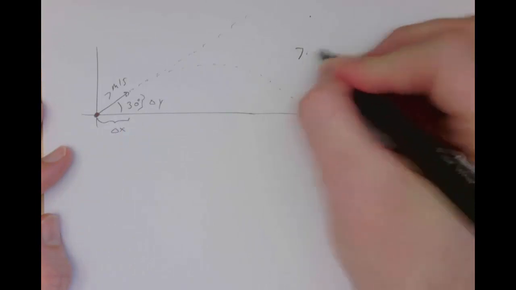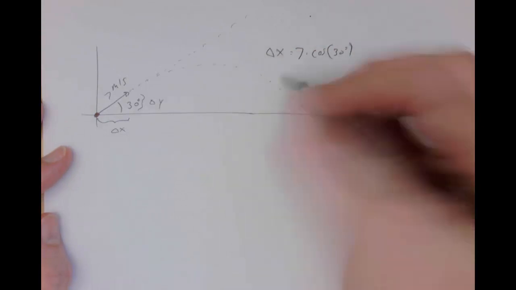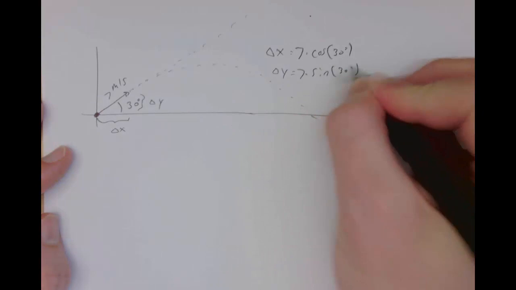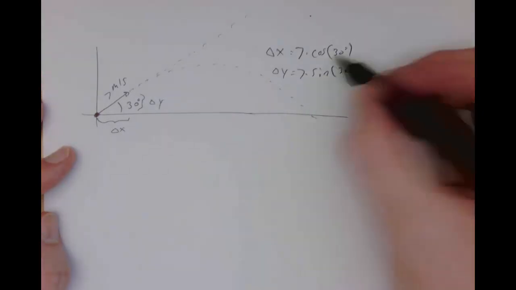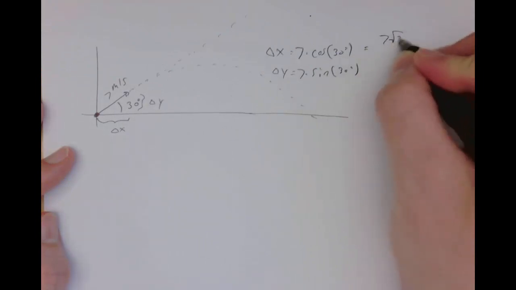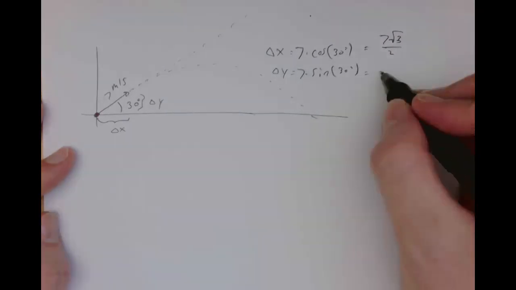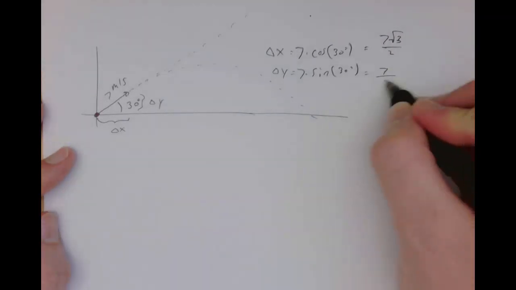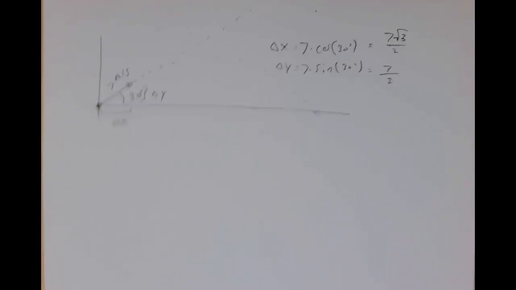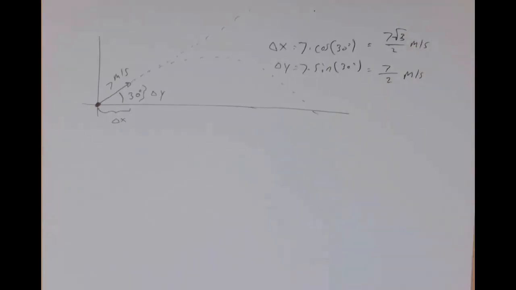So that's just 7 times cosine of 30 degrees is its horizontal speed. The vertical speed will be 7 times sine of 30 degrees. And you should know what sine and cosine of 30 degrees are. So cosine of 30 degrees is root 3 over 2. So that means 7 root 3 over 2. And sine of 30 degrees is 1/2. So this will be 7/2. And the units would still be in whatever units the original speed was, so meters per second.